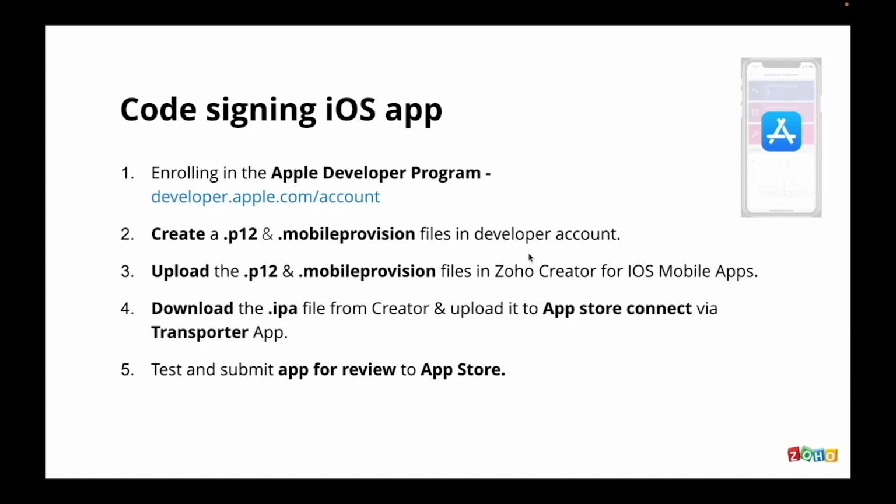You will upload the IPA file via the Transporter application. You will download the Transporter application on a Mac, connect it with App Store Connect, and upload the IPA file. Once you upload the IPA file, you can submit the application for App Store review. Before you submit for app review, you will test it, and then you will submit the app for review. Once you submit for review, after approval, your application will be uploaded to the App Store within 24 hours.